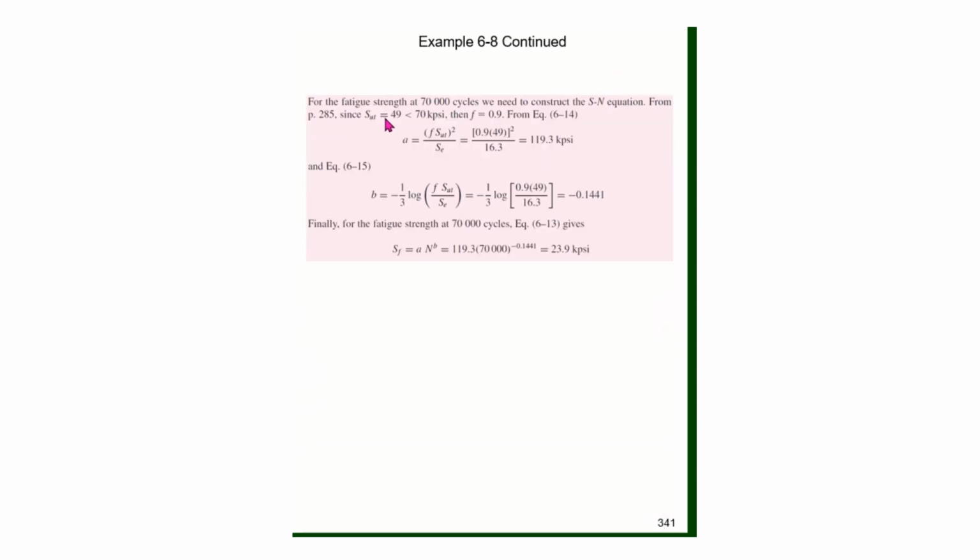For the fatigue strength, then, we can compute our A and our B, and we know that it's operating for 70,000 cycles, so we can get SF as A n raised to the B, and we get 23.9 kpsi. So this would be the fatigue strength at 70,000 cycles. So if we wanted our part to last for 70,000 cycles, we would need to make sure that the stress was not great.